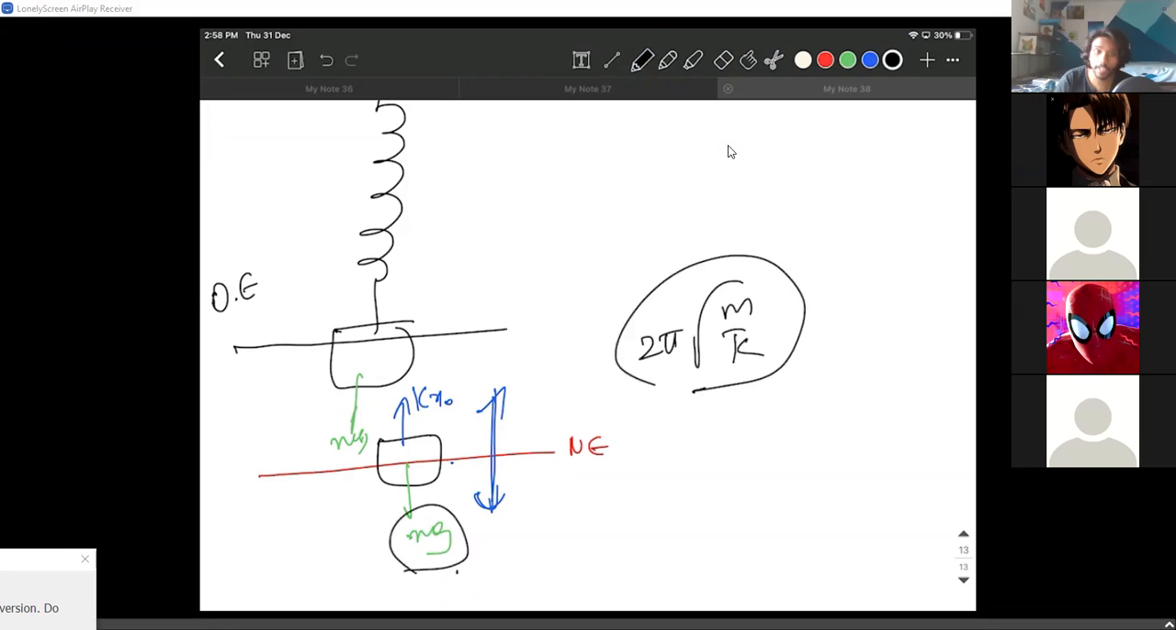Even though an external force is acting on it, obviously the equilibrium position has changed. Instead of oscillating about this point, they will oscillate about this point. The equilibrium position definitely changes. By what value?